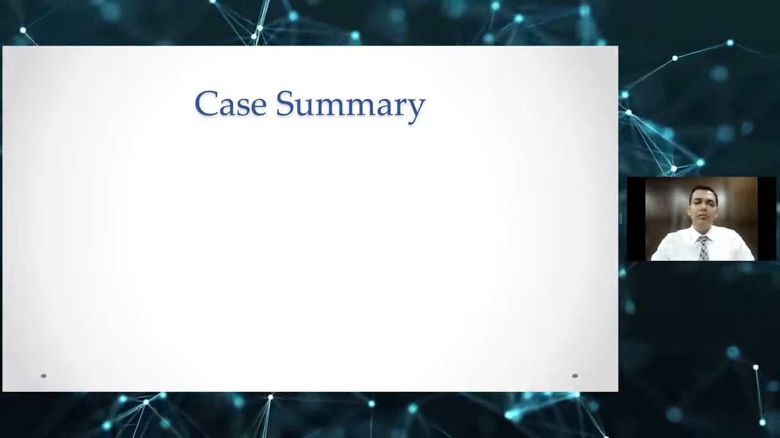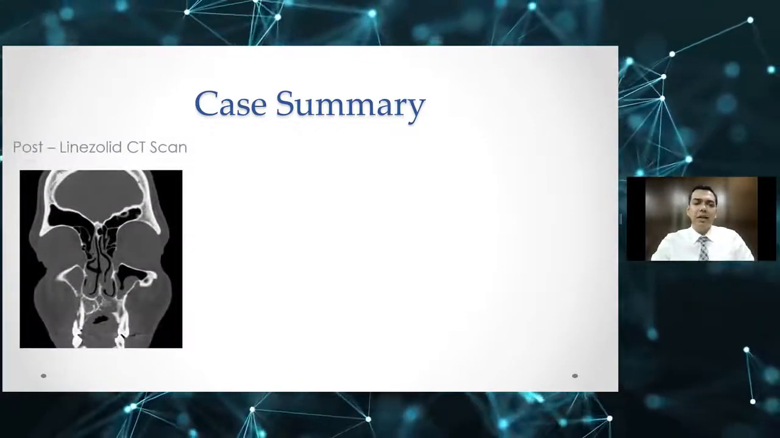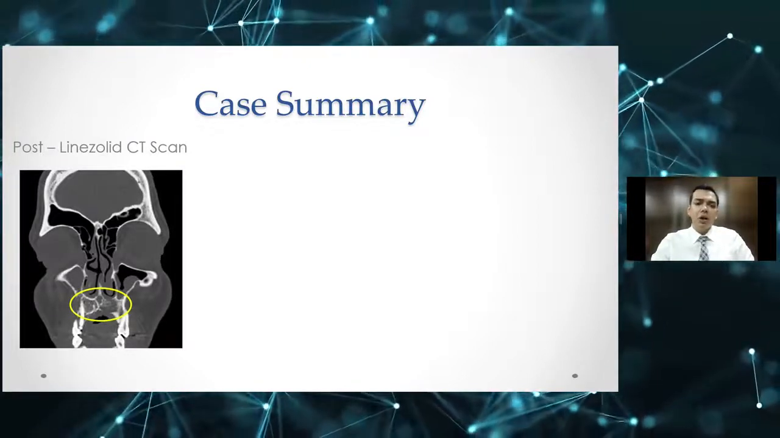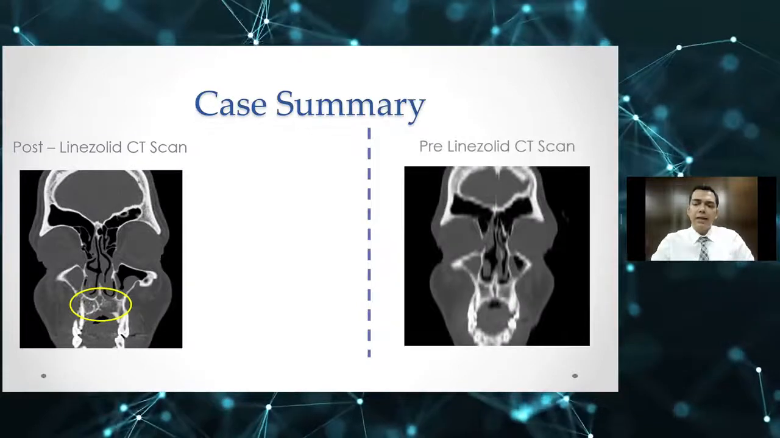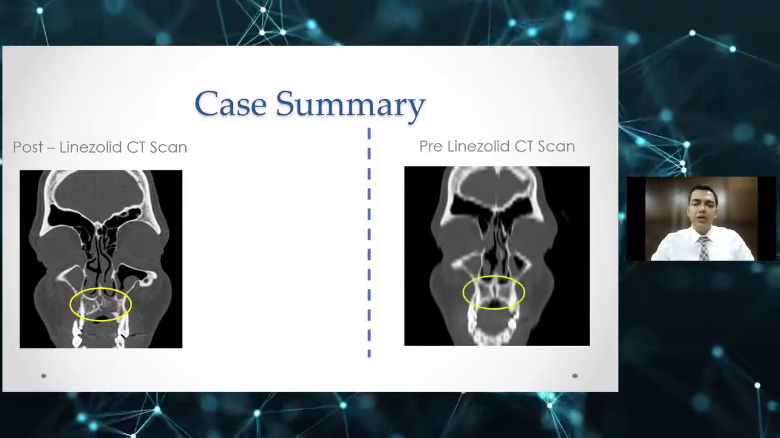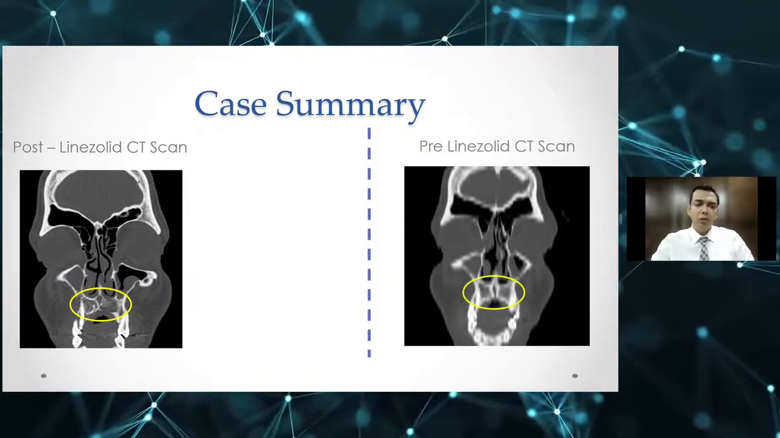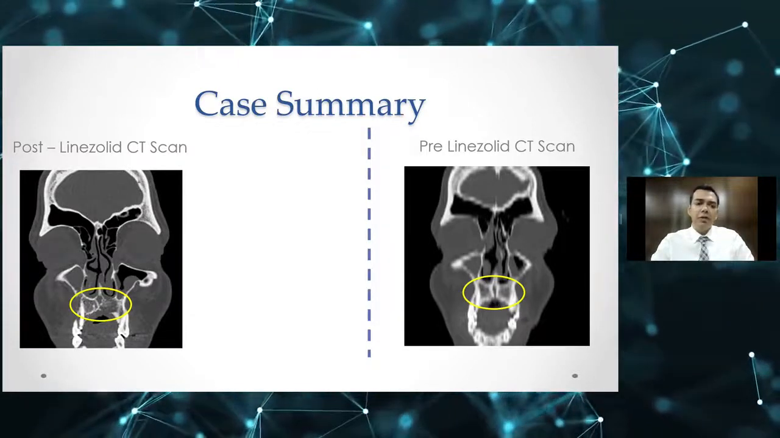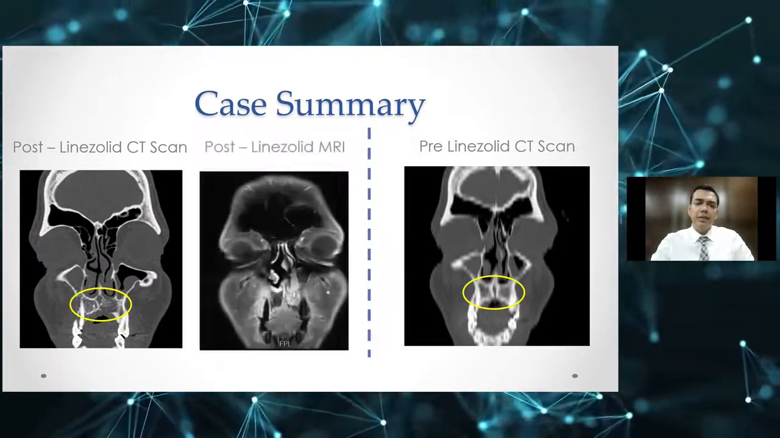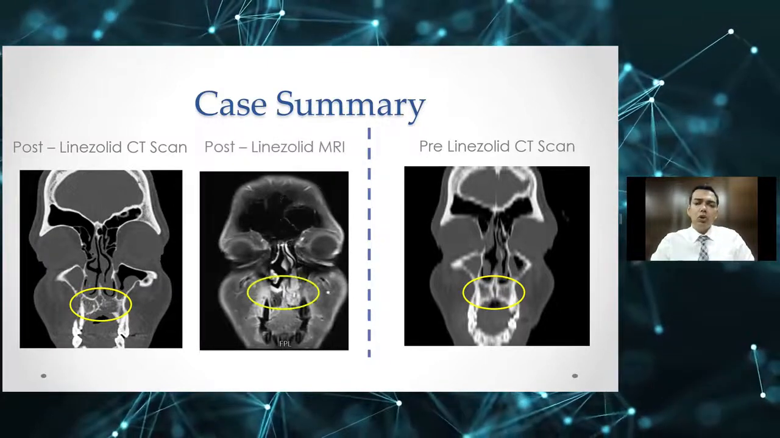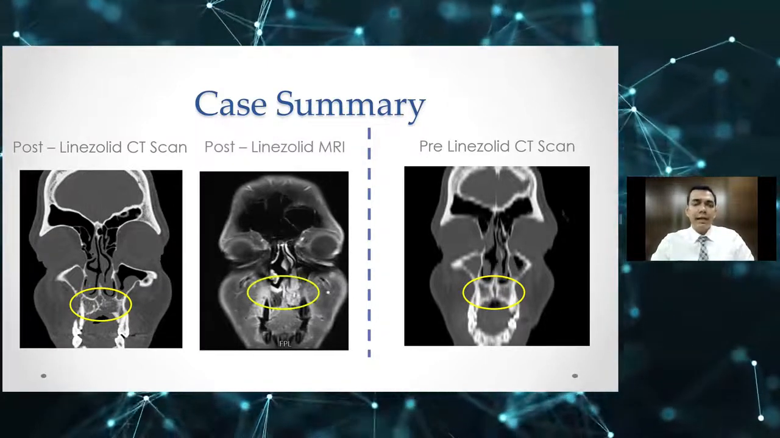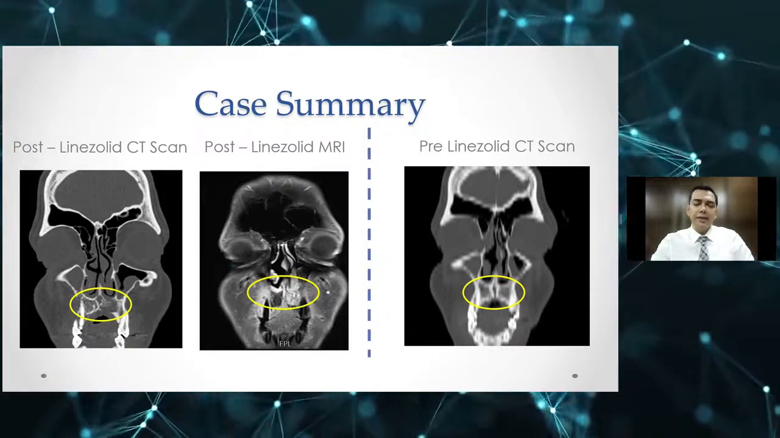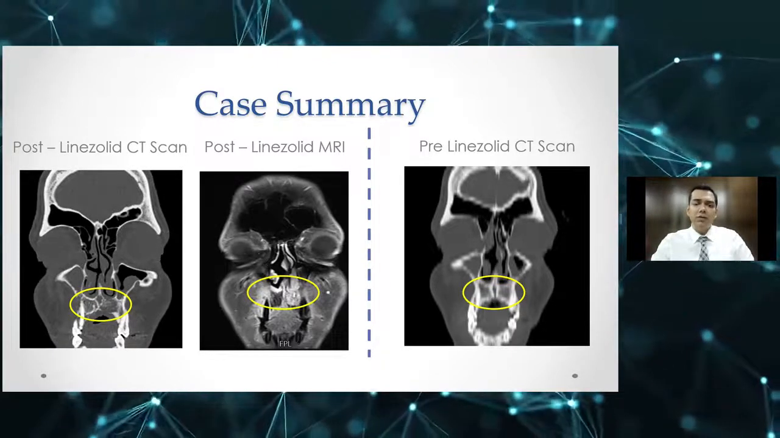However, again, he came to me with a fresh CT scan, which showed changes involving the bone. If you look at the pre-op CT scan, or the pre-linezolid CT scan, the bone of the palate was reasonably healthy. However, the post-linezolid CT scan and the post-linezolid MRI showed extensive bony involvement. Clinically, all the teeth in the jaw, especially the front teeth, have loosened up.